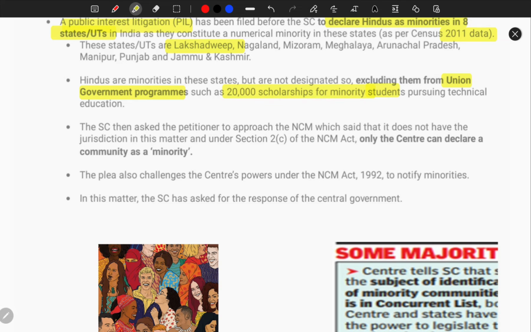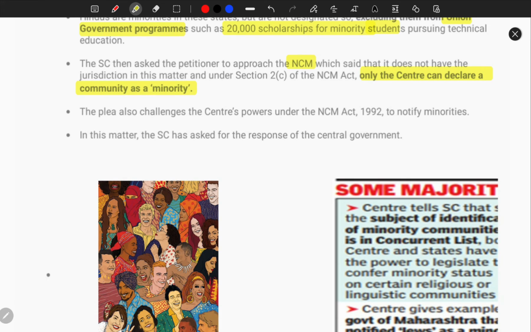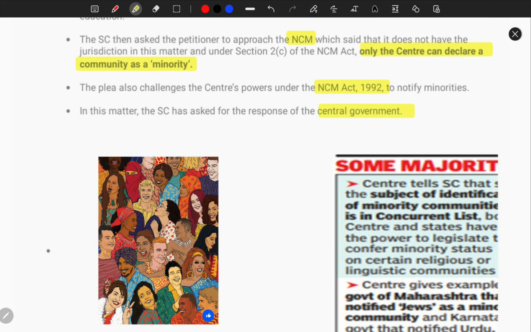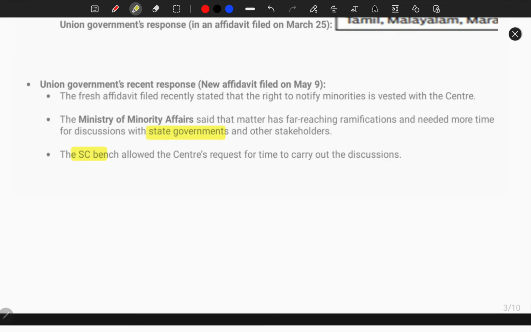The Supreme Court asked who can declare a minority. It forwarded the matter and asked the petitioner to approach the NCM, the National Commission for Minorities. But the National Commission for Minorities said that only the central government can declare a community as a minority, as per the NCM Act 1992. The Supreme Court again asked the central government. Now the Supreme Court is getting bored. First they ask the NCM, then again the central government, but they are not responding properly.